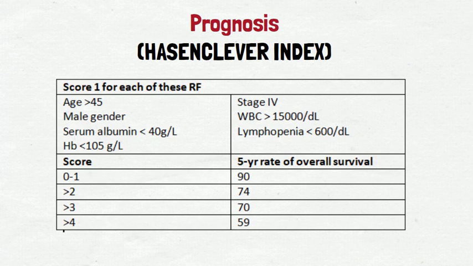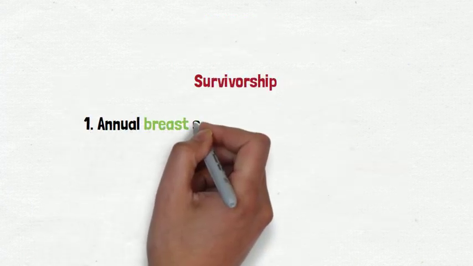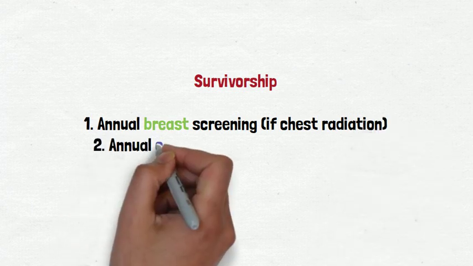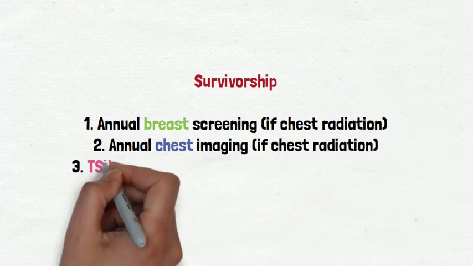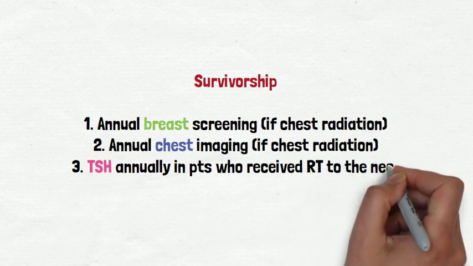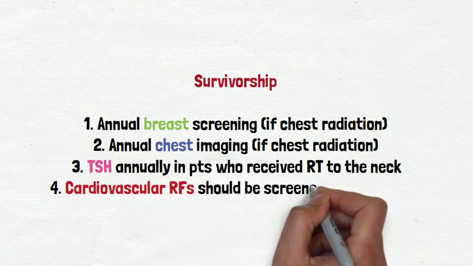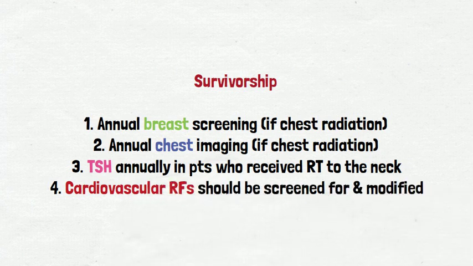It takes into account age, sex, albumin, hemoglobin, stage of the disease, WBC, and lymphocyte counts. For the survivors, annual breast screening, annual chest screening, and annual TSH examination must be done. Similarly, cardiovascular risk factors should be screened for and modified.